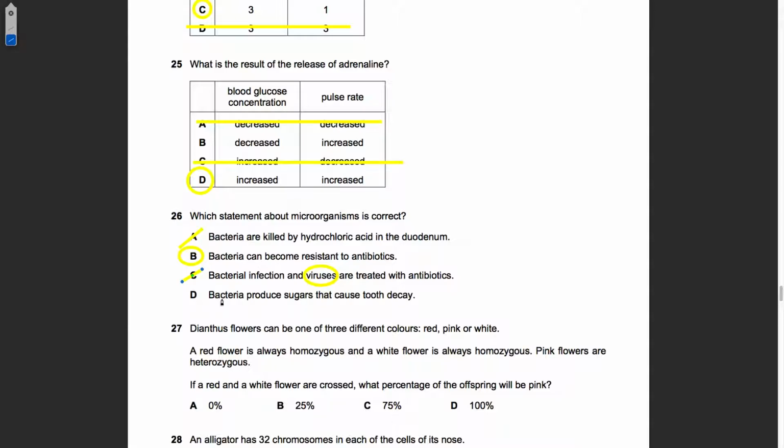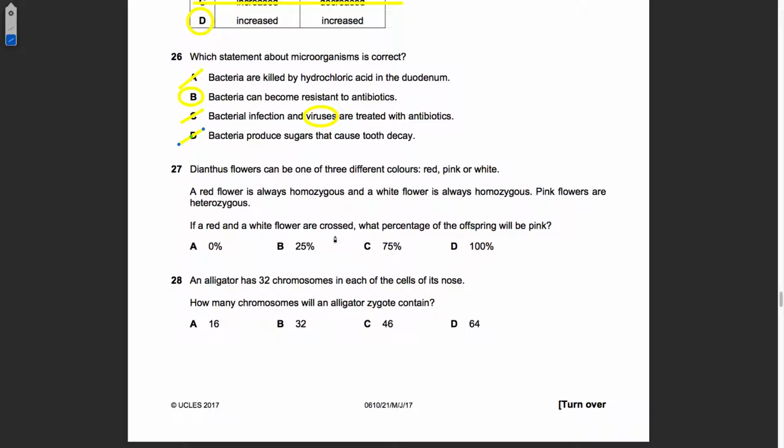And finally, bacteria produce sugars that cause tooth decay. Ooh, that often gets people. It's because they actually break down sugars, but they don't produce them. They break down sugars and they produce acids that cause tooth decay. So that is also wrong. So B is the answer for 26.